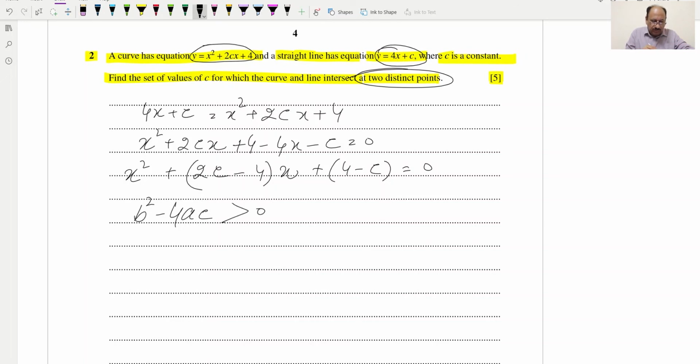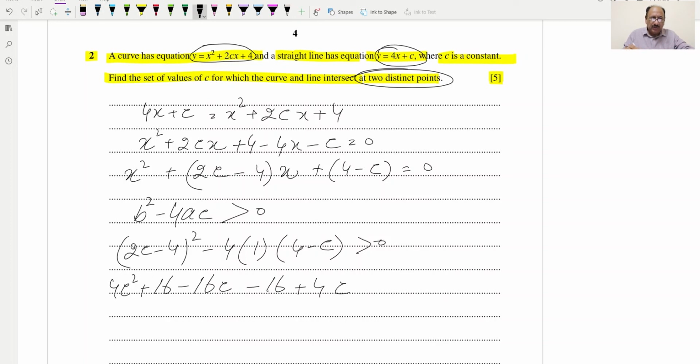B value is 2c minus 4, and this will be b squared minus 4 into a, which is 1, into c, which is 4 minus c, is greater than 0. We can write it like this. Now the square we can open, and this will be 4c squared plus 16 minus 16c, and then minus 4 into 4 minus c, which is minus 16 plus 4c, and this will be greater than 0.